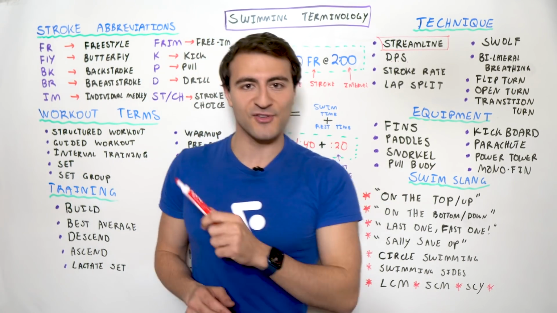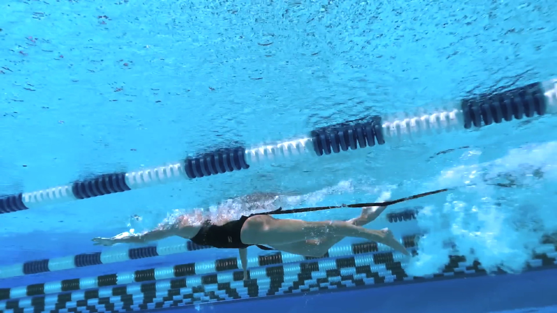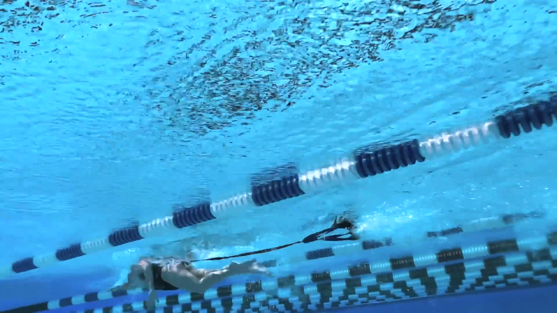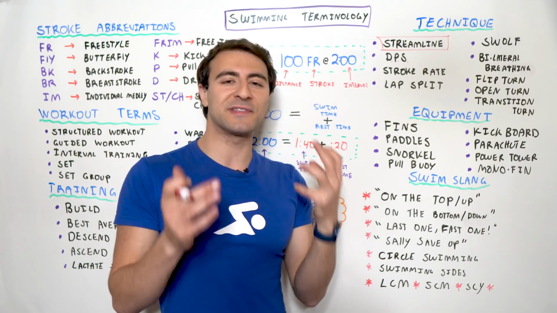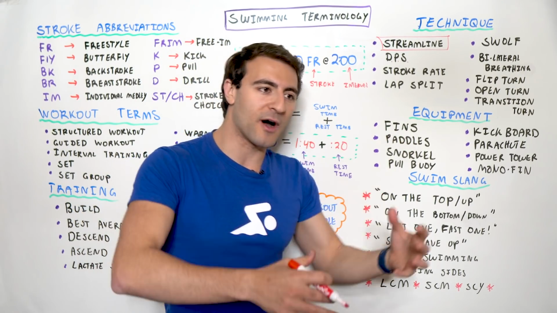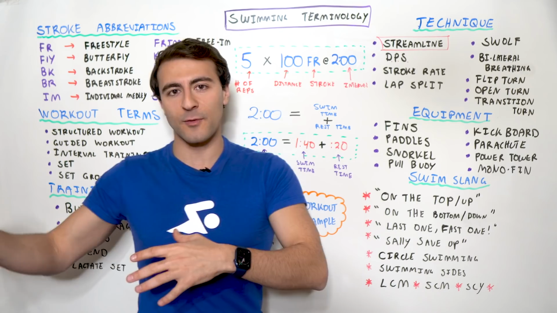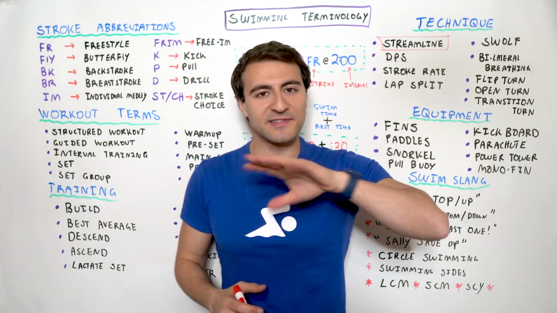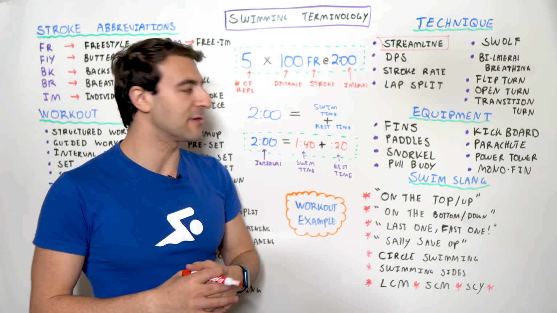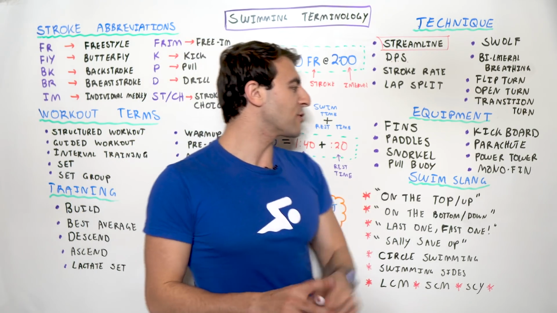You might see a parachute on the pool deck and you think, why is someone swimming with a parachute? That sounds like complete torture. And the parachute and the power tower are versions of resistance training. This is really designed to increase your resistance in the water, kind of like lifting weights out of the water. And when you reduce that resistance and you get rid of the parachute, you feel like $1,000,000 and you feel super fast and powerful in the water. Final piece of equipment I'll list on here.